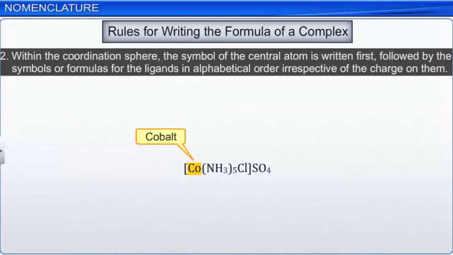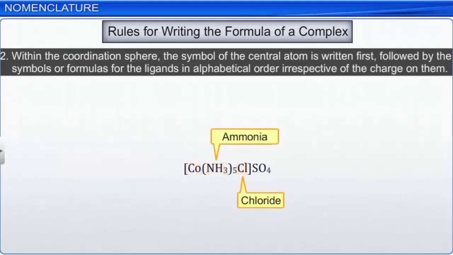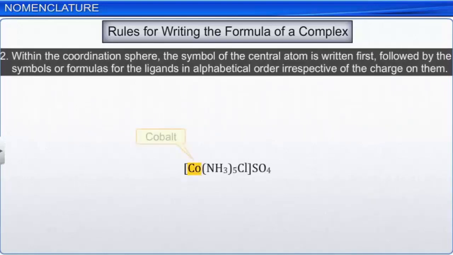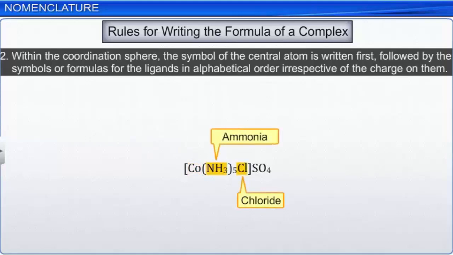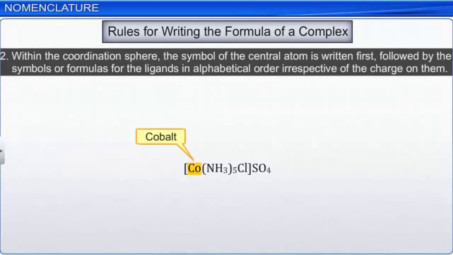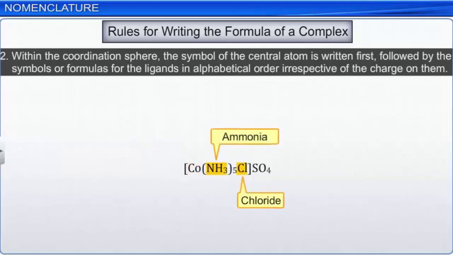See, the cationic complex consists of a central metal ion, that is cobalt. First write the cobalt in the coordination sphere, followed by the ligands. There are 5 ammine ligands, so 5 ammonia ligands are there and 1 chloride ligand is there. You must write the names of the ligands in alphabetical order, whether they have charge or not, don't mind.